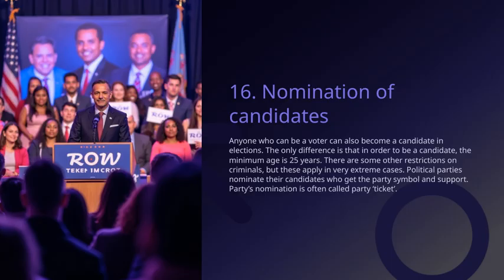Most importantly, political parties play a significant role in the nomination process. They nominate their candidates, who then get the party's symbol and support. This nomination process is often referred to as the party's ticket. So, to sum up, the process is open to voters who meet the age requirement, and parties help select candidates, giving them a strong backing in the election. This system connects to the larger theme of ensuring fair representation and allowing citizens to participate actively in democracy.